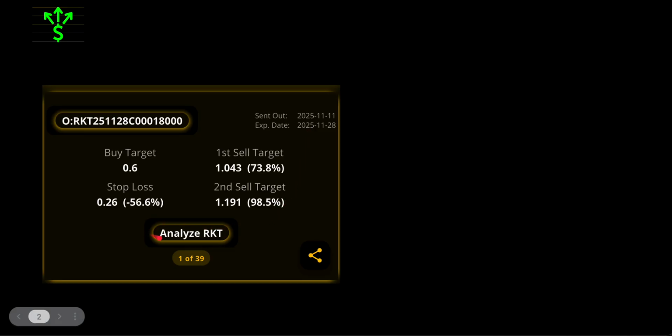At the bottom, you have this button here. By clicking on that one, you can analyze the underlying asset and check out the technical indicators, different charts and financial indicators and things like that about the underlying asset. And in the top left corner, you also see the symbol of the option contract itself. It starts with O colon, as you see, and it basically means that it's an option contract.